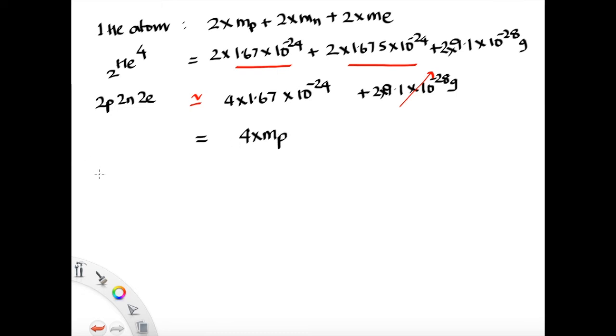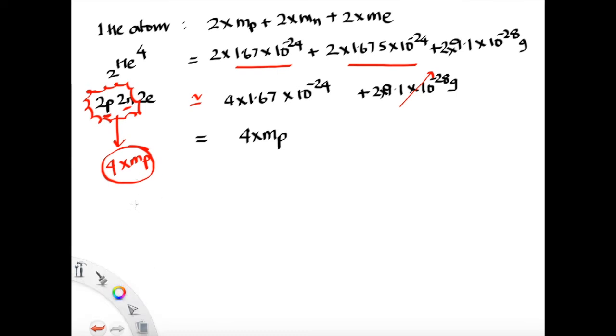So ultimately, the mass of a helium atom is 2 into mass of a proton plus 2 into mass of a neutron plus 2 into mass of an electron. Mass of a proton and neutron are the same thing, so we can add them together, so it's 4 into mass of a proton, and the mass of an electron can be ignored.